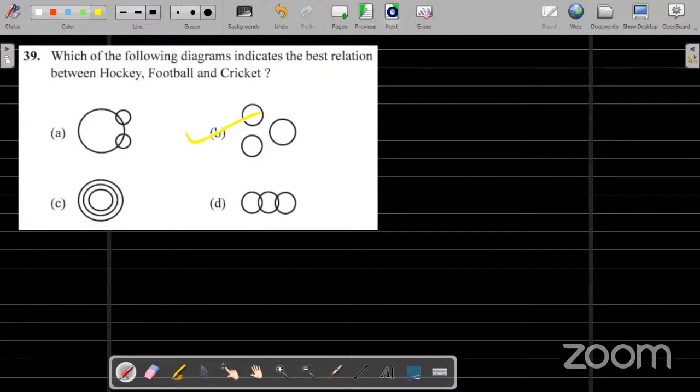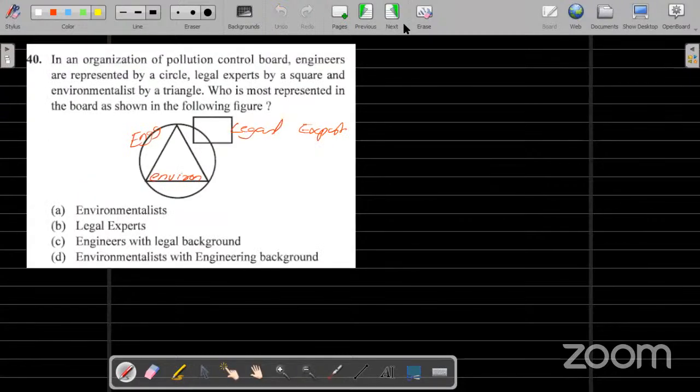And every year we will get 2 questions on this Venn diagram.